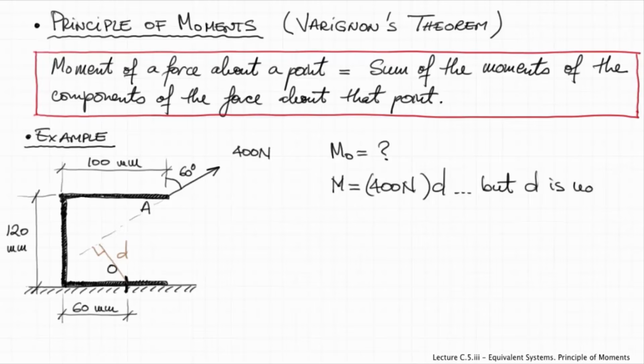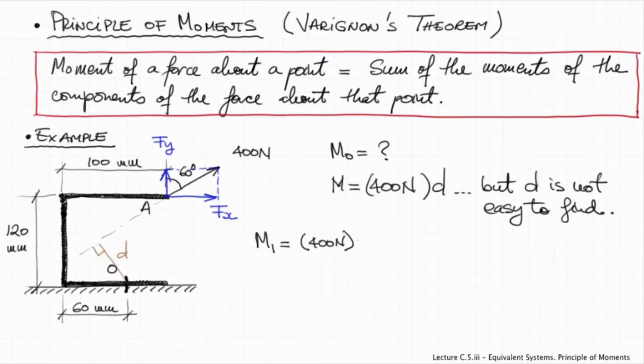If you look at the diagram carefully, you will notice that the calculation of d is not that straightforward. It's not easy to obtain the value for d. So what we can do is resolve the force into its x and y components. As you can see, I've drawn the parallelogram at A, and these are Fx and Fy, the two components of F. Now, based on the principle of moments, we can calculate the moment of Fx about point O.